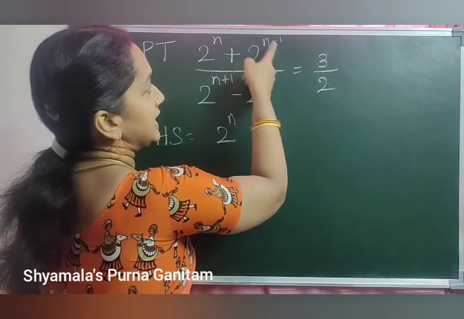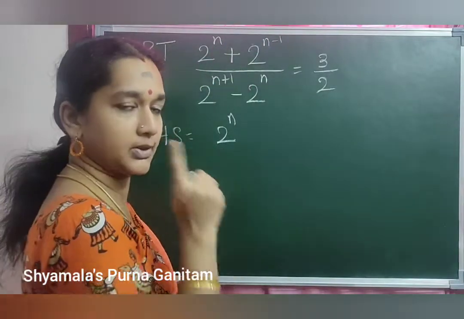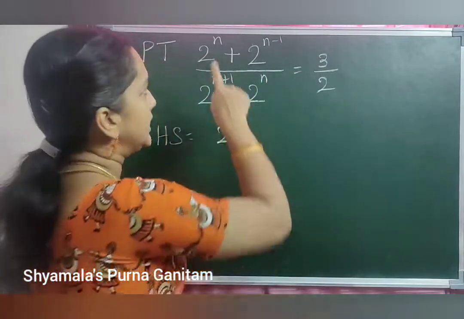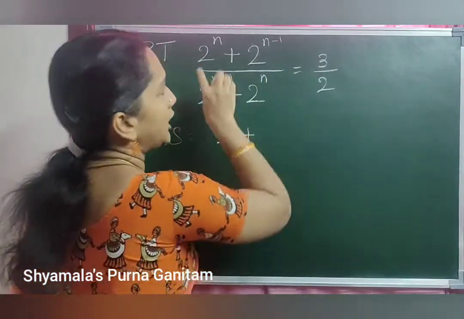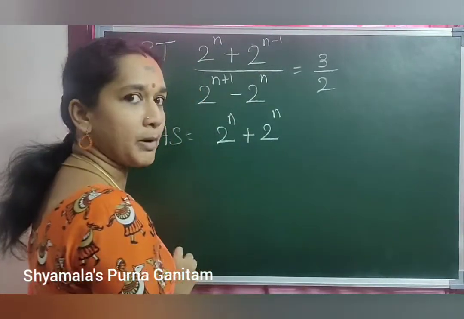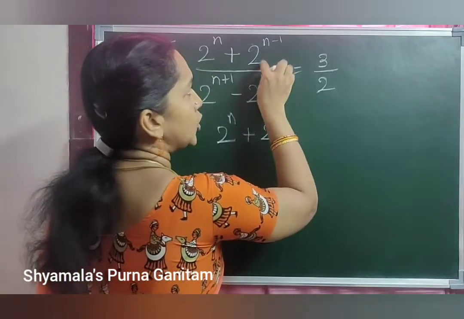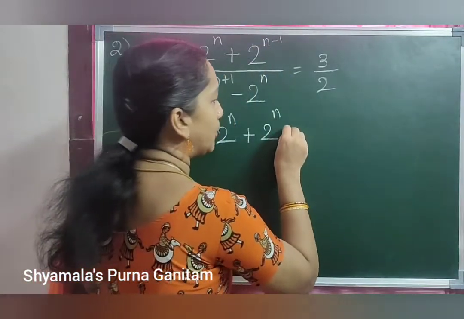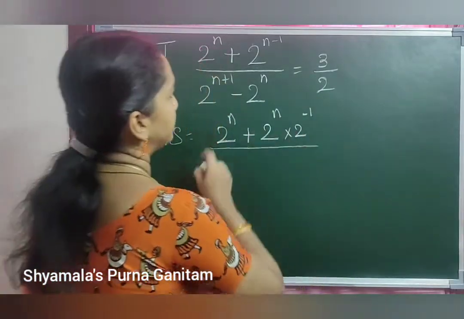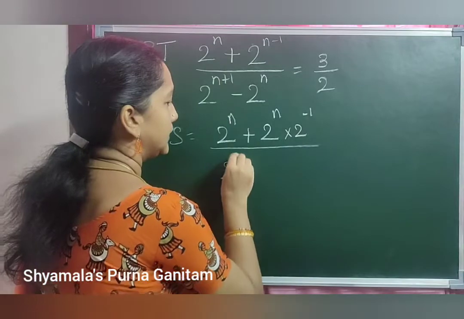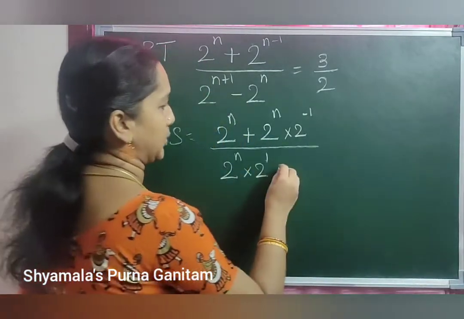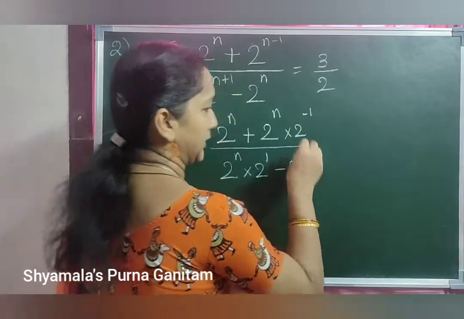So these powers cannot be added. That is the rule. When you have multiplication only, the powers can be added. Here it is addition only, so you cannot add the powers. But you can split this and write. That is 2 power n into 2 power minus 1. That you can write, divided by 2 power n into 2 power 1, that is 2 power n plus 1, minus 2 power n.